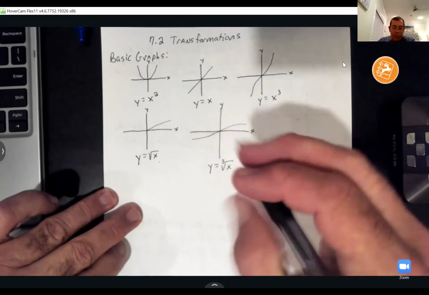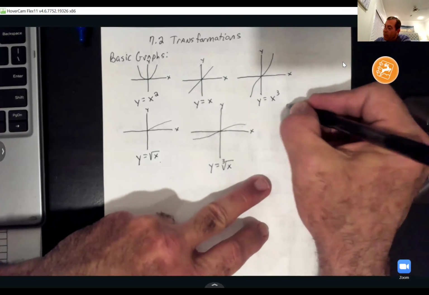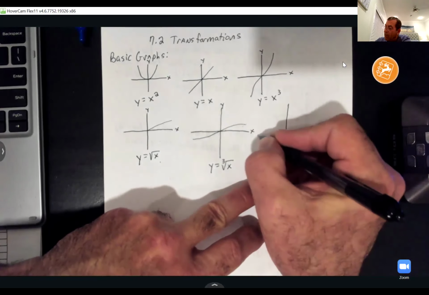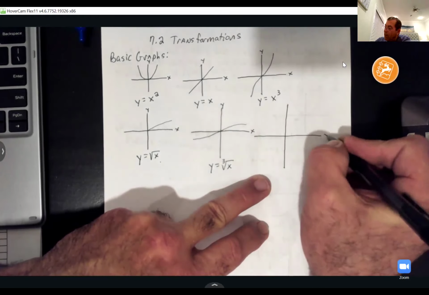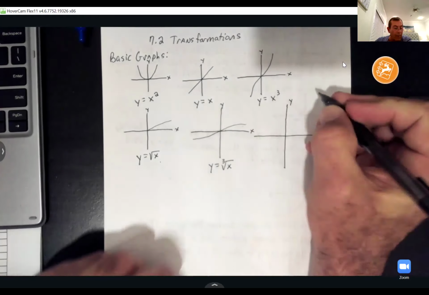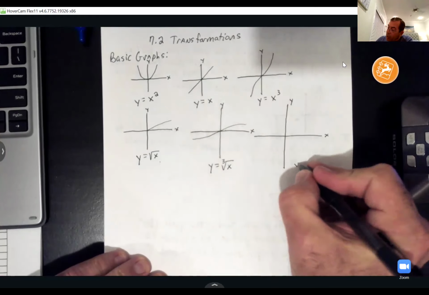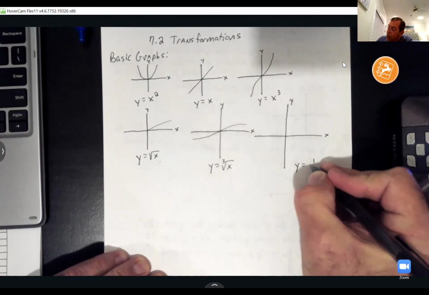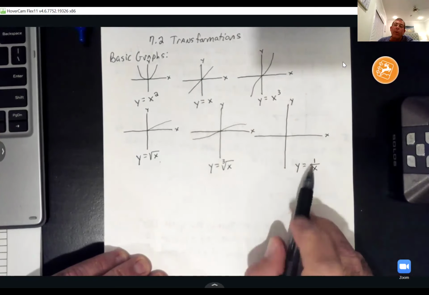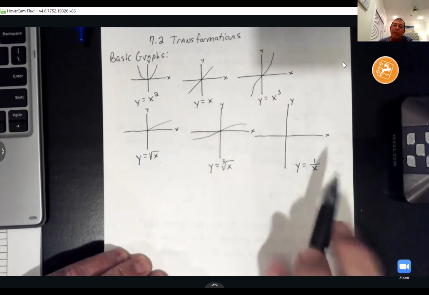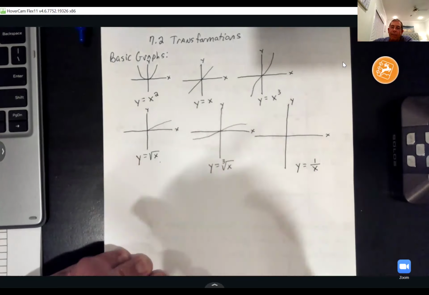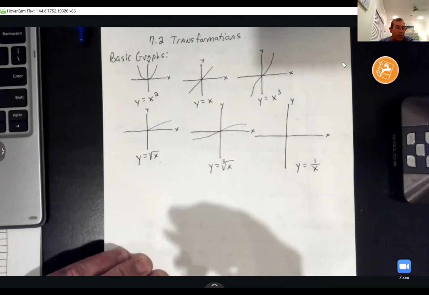You take a cube root of a positive number, it'll give you a positive answer. All right, then there's one more, and this is y equals 1 over x. We call this the reciprocal function because you're flipping the x over.